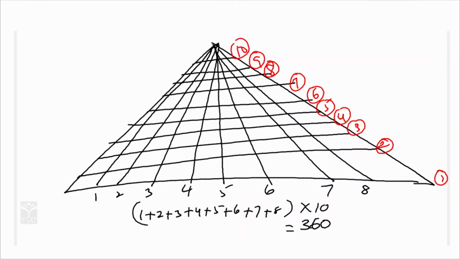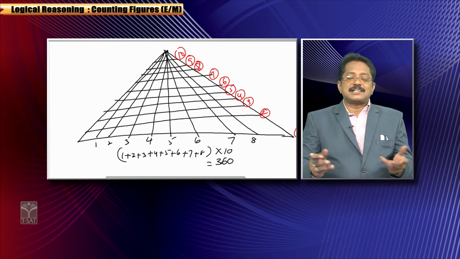What is its value? Maybe you don't know. So you can add: 1 plus 2 is 3, 3 plus 3 is 6, 6 plus 4 is 10, 10 plus 5 is 15, 15 plus 6 is 21, 21 plus 7 is 28, 28 plus 8 is 36. 36 is the value. So 36 times 10 is 360.